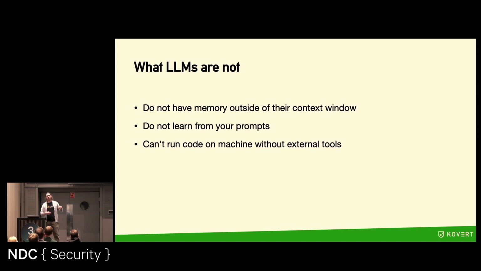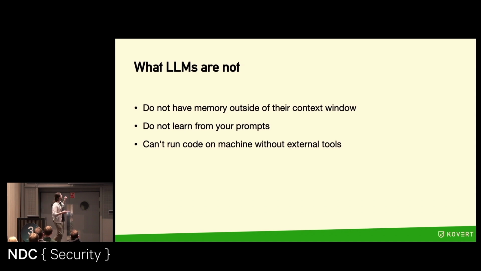It doesn't learn from your prompts in real time. If you try to tell it something, it doesn't know that unless OpenAI runs through training on all the prompts again. So telling ChatGPT something in one context doesn't make it know that in the next context.